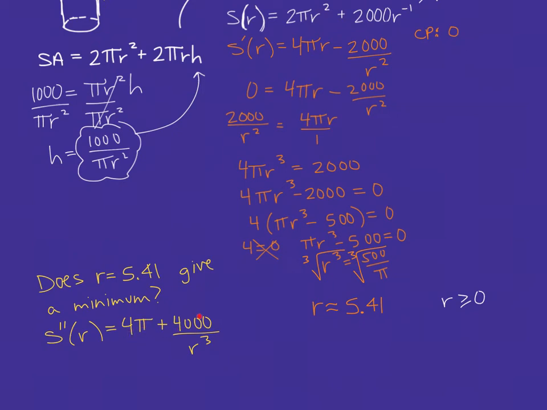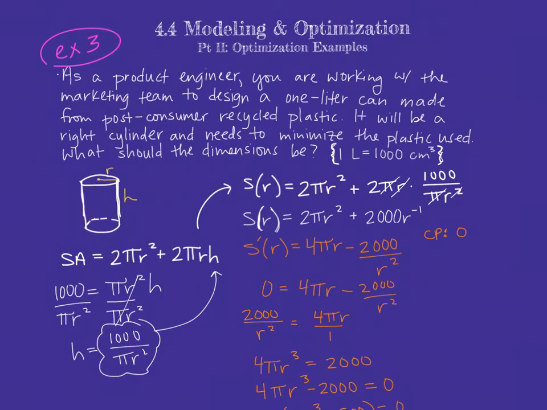Well, this is always positive, and 4,000 divided by a positive number would be positive. Therefore, the second derivative at our critical number of 5.41 is positive. Because the second derivative at 5.41 is greater than 0, that means our graph is concave up there. Concave up looks like this. Therefore, we would have a relative minimum at r equals 5.41. So yes, the second derivative test tells us that a radius of 5.41 centimeters would in fact give us a minimum surface area.